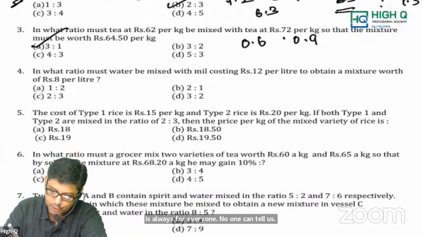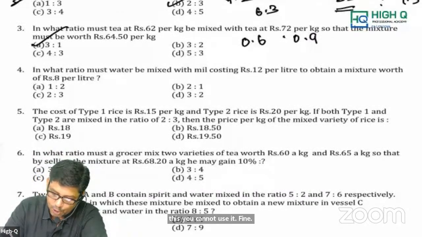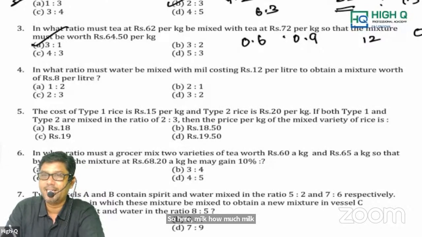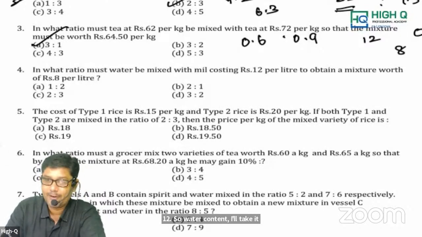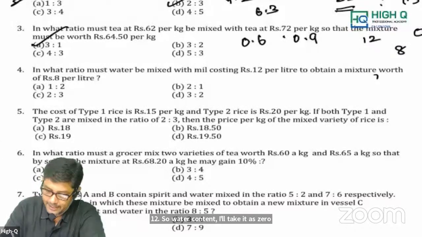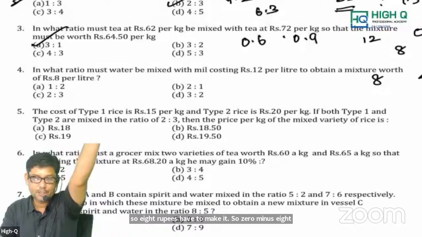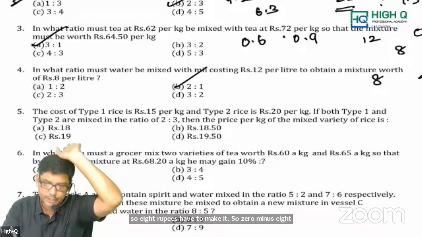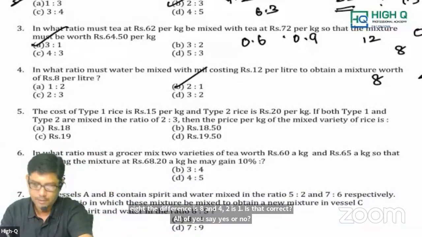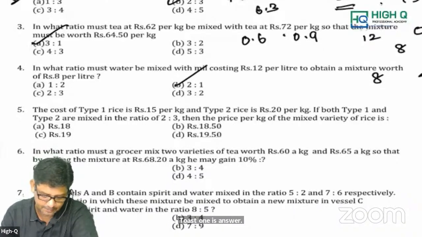Fine. So here, milk is how much? 12. So water content I'll take as 0. So 8 rupees I have to make it. So 0 minus 8, 8. The difference is 8. And 4, so 2 is to 1. Is that correct? All of you say yes or no? 2 is to 1 is the answer. Namra gave me answer B. Answer A. How?